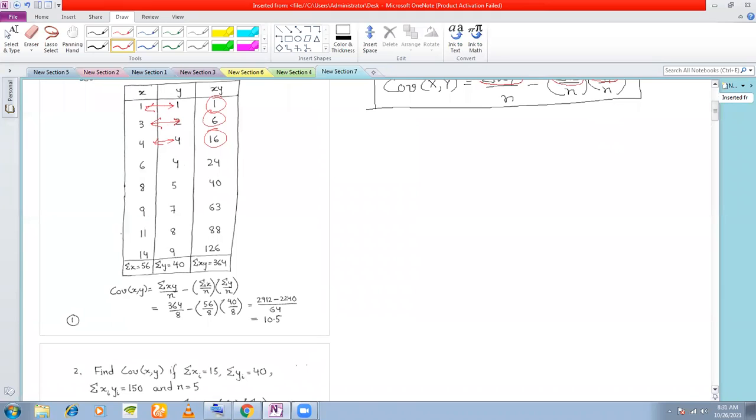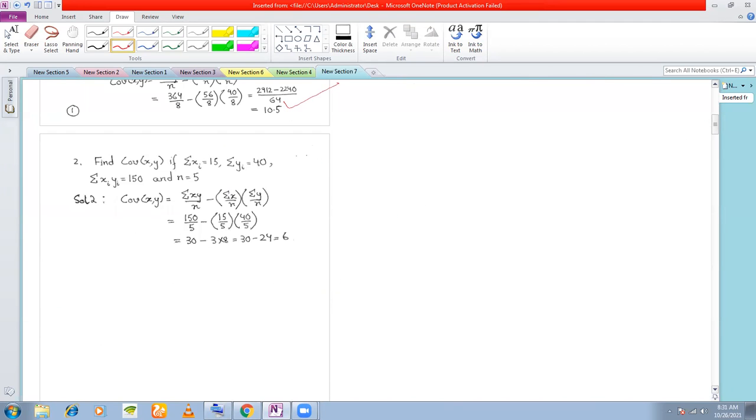So you make these 3 columns, and this column will give you summation x, this column will give you summation y, and this column will give you summation xy. And you put it in the formula to get the value of covariance. Okay, and another problem, which is actually from your question paper: find covariance xy if summation xi is equal to 15, summation yi is equal to 40, summation xi yi is equal to 50, and n is equal to 5. This is a direct application of the covariance formula. Just put the values in the covariance formula and you will get the answer.